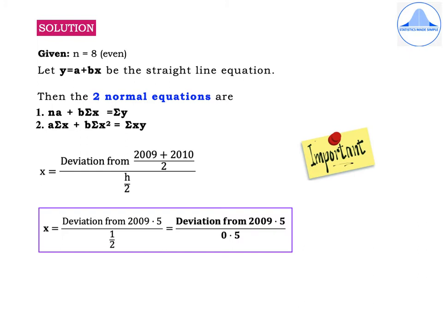Let us now find out the x values in the table. So take the first year 2006 subtracted from 2009.5, you get minus 3.5, and minus 3.5 when it is divided by 0.5 you get minus 7. In a similar way, each year is subtracted from 2009.5 and when divided by 0.5 gives the next x values as minus 5, minus 3, minus 1, 1, 3, 5 and 7. Our aim is always to obtain summation x as equal to 0.